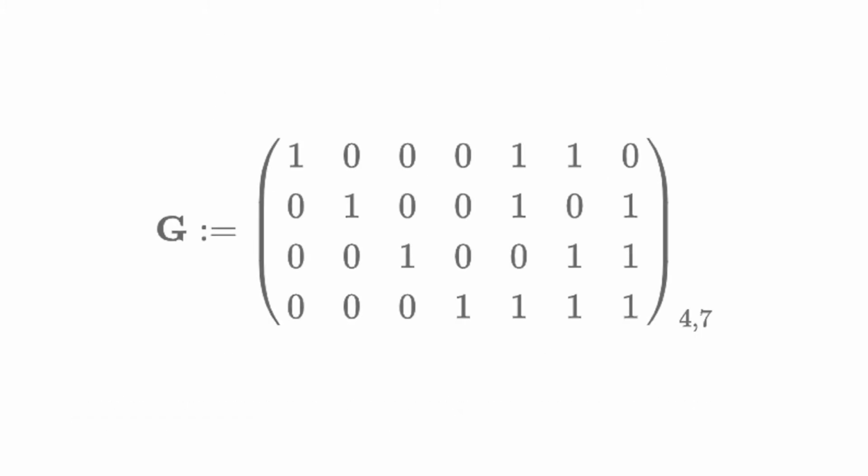The generator matrix follows a very specific pattern when it is in what's called systematic form, where it's composed of an identity matrix of size n minus k, where n is the block length and k is the number of data bits.